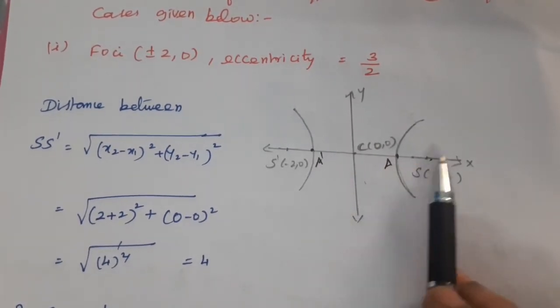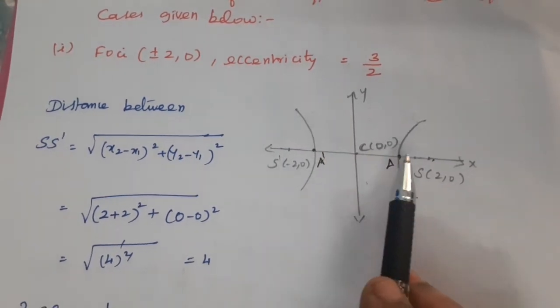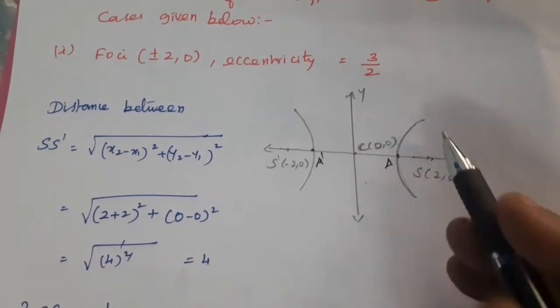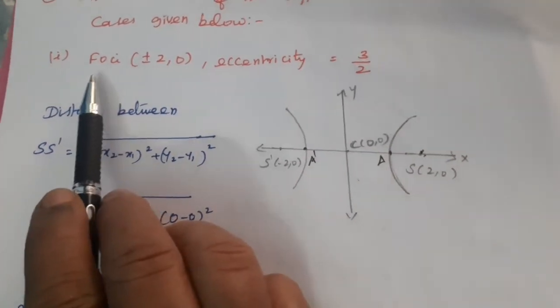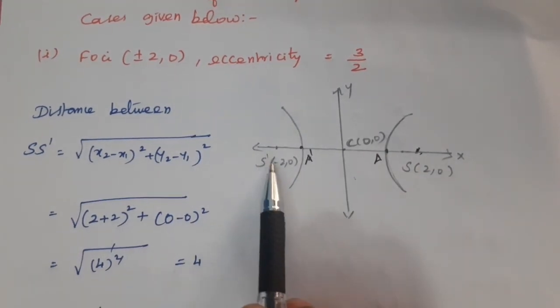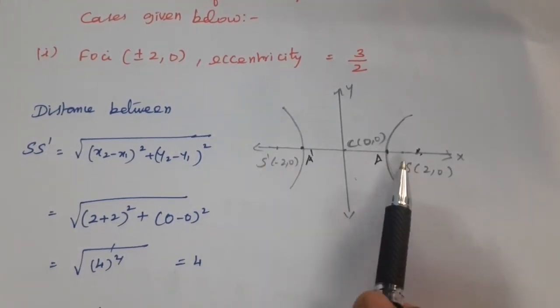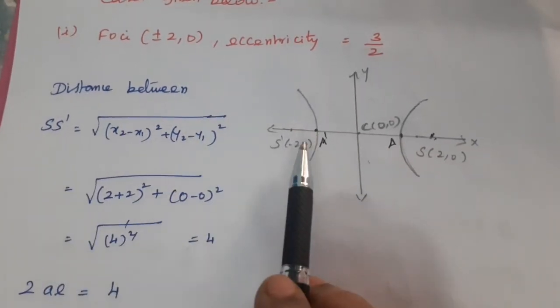Only the focus is given. The focus is always inside the curve, whether it is an ellipse, hyperbola or parabola. For the hyperbola, we have S and S dash. The focus given is plus or minus 2 comma 0. Therefore S is 2 comma 0 and S dash is minus 2 comma 0. The focus is given, and using the focus we find the distance between the foci.